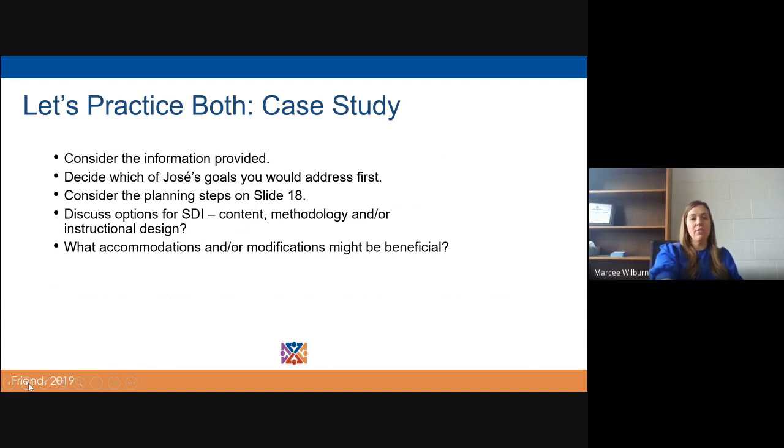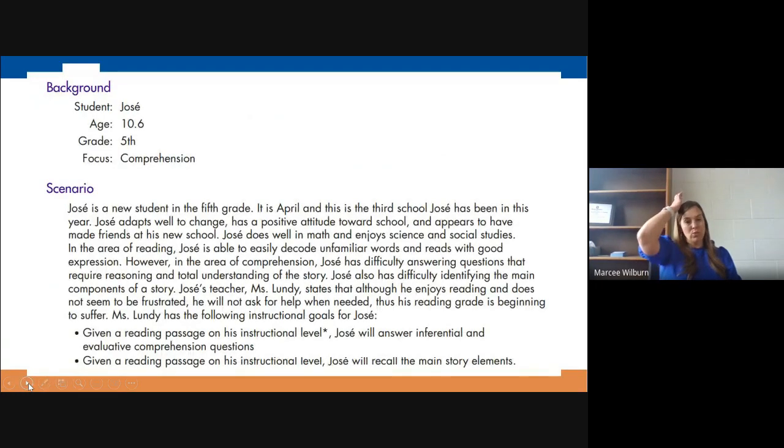So first off, I'm going to show you the case study, and you're just going to look at, there's 2 goals listed. Which one would you teach first? And we'll just do A or B. A for the first one, B for the second one.